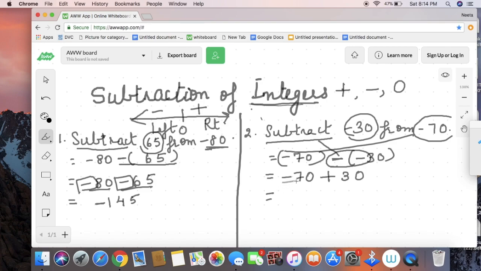Now if two integers have different signs, we subtract and we put the sign of the greater one. So which one is greater? 70. So it will be 40 with a negative sign.